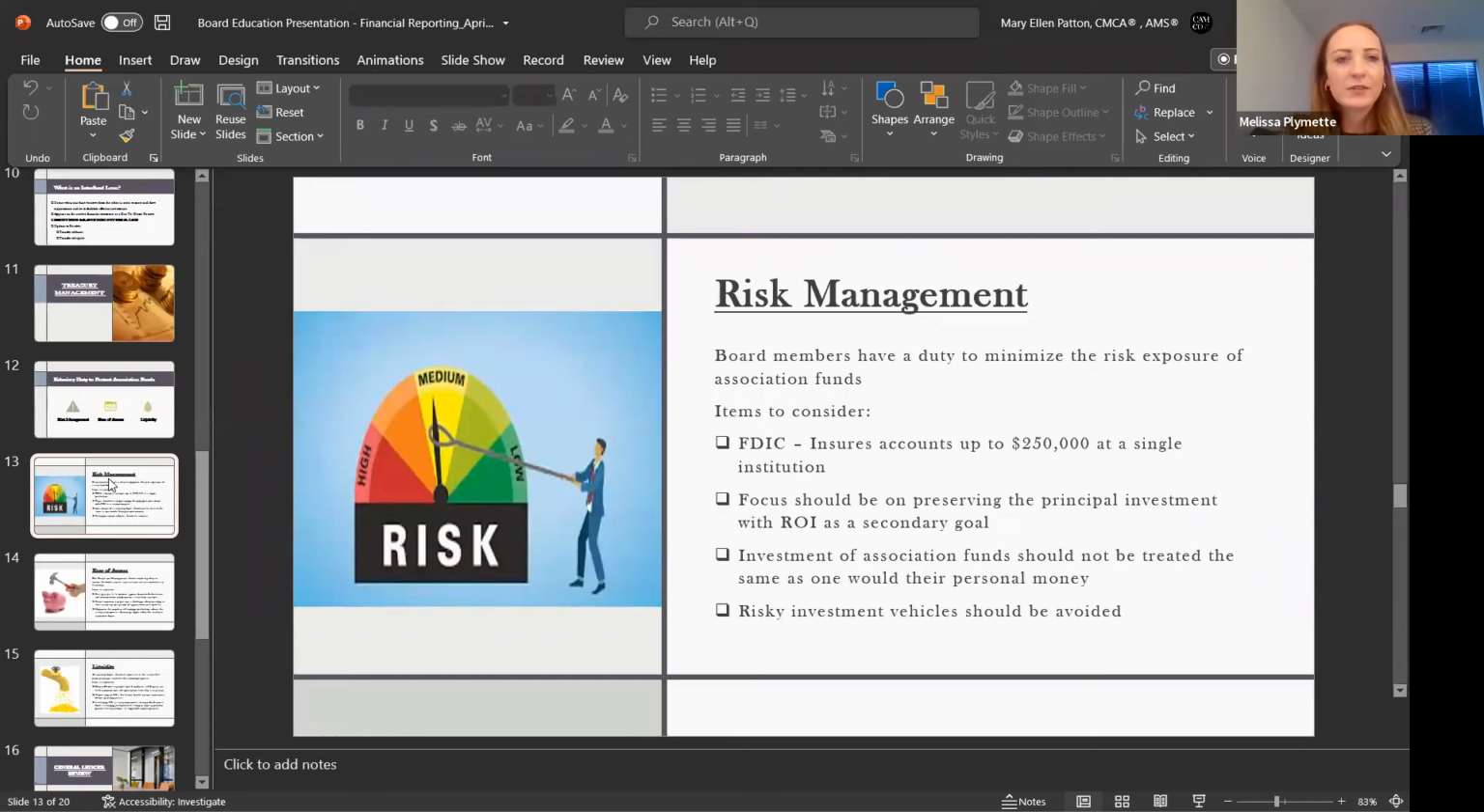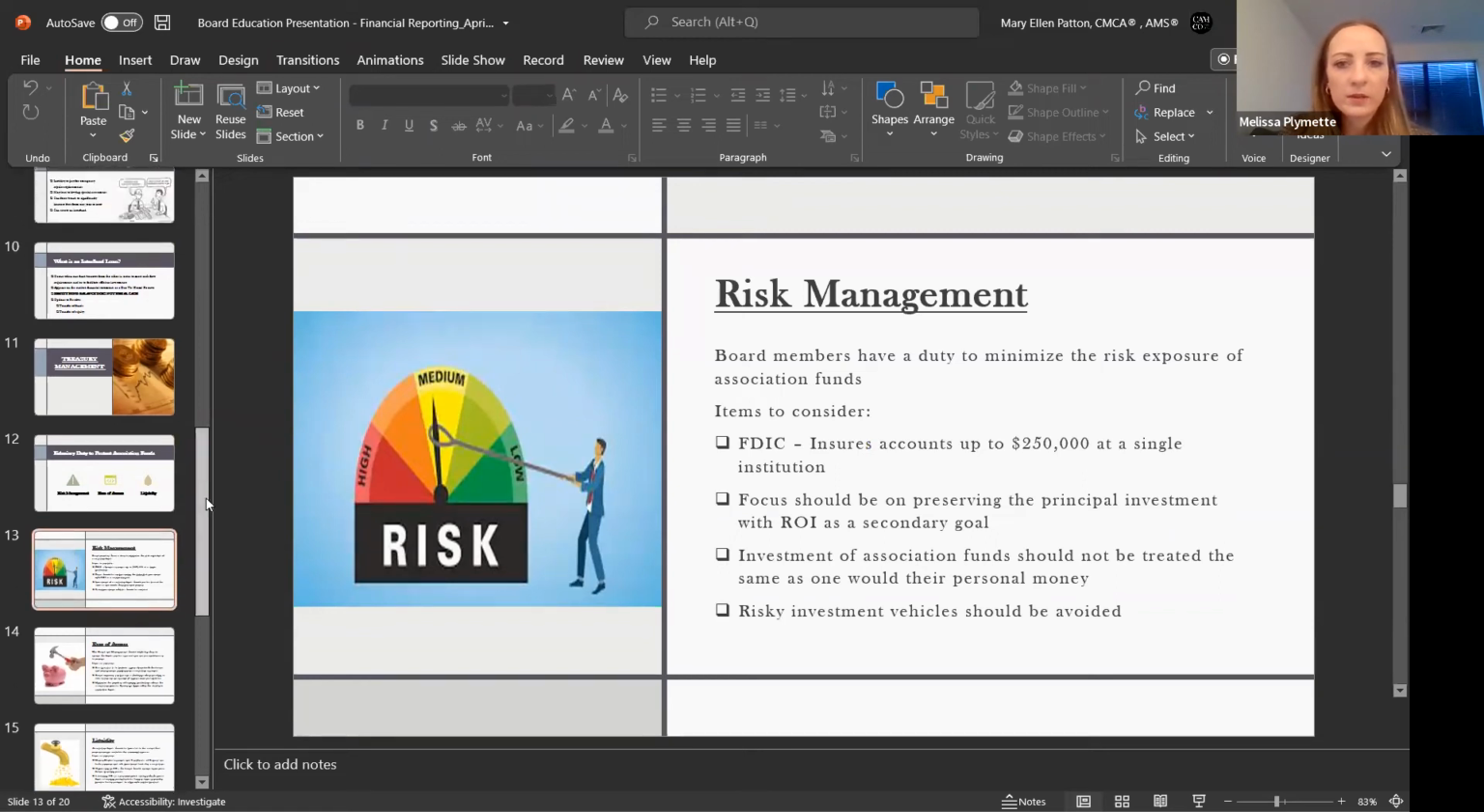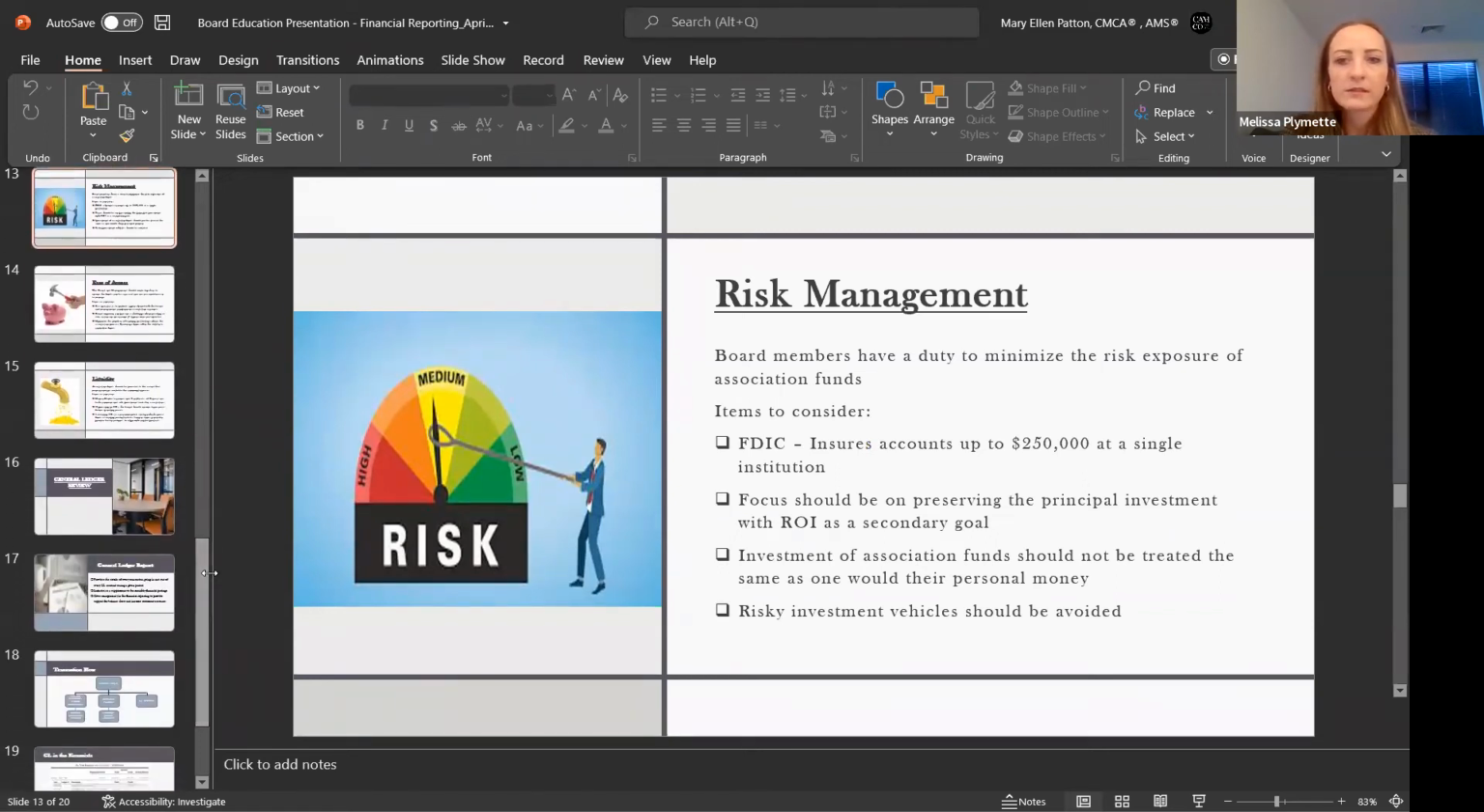As board members, you have fiduciary duties. You have a duty to minimize the association's risk to their assets, to their cash in this case. Some items that are important to keep in mind are FDIC limits, which provide insurance up to $250,000 on all bank accounts held at a single banking institution. Any money that you're holding above this amount in a single bank is technically exposed to some risk, even though the risk is generally considered to be low. There is a little bit of risk there.